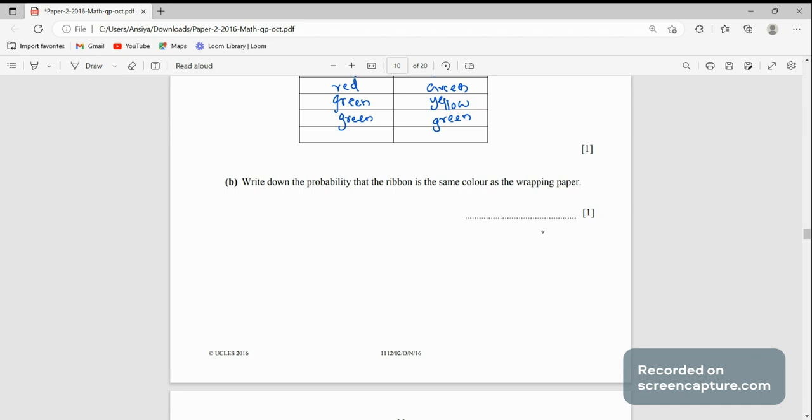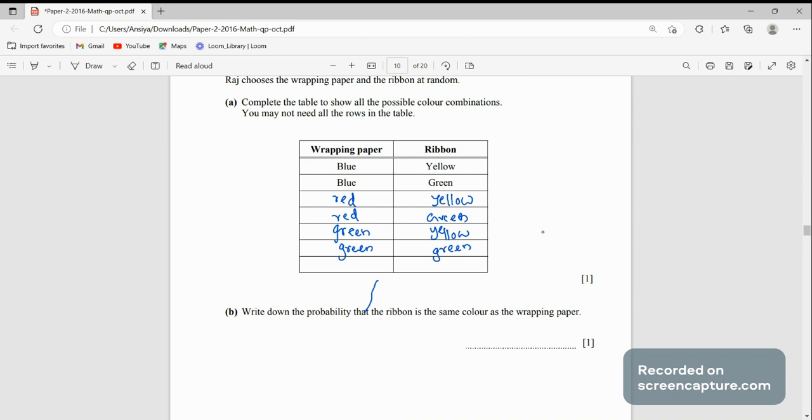And the next one, write down the probability that the ribbon is the same color as the wrapping paper. Okay, did we notice that any colors are the same for the wrapping paper and for the ribbon? Yes, here is one combination. This one is the same. Check properly, any other same option? No. So how many options are there in total? 1, 2, 3, 4, 5, 6. Total 6 combinations are there. Out of that, one is the same color. So 1 out of 6 is the probability for this.